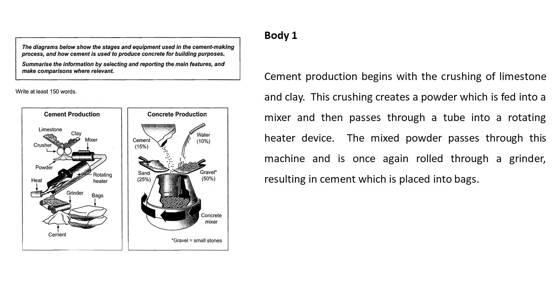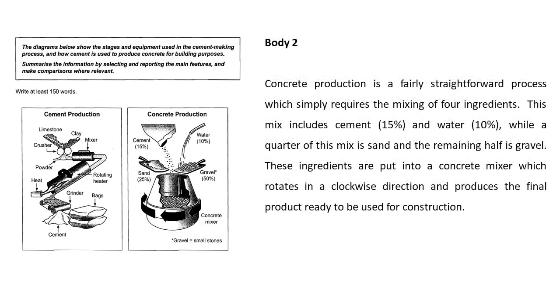Next, concrete production. What do we do? First step through to the last step. Concrete production is a fairly straightforward process which simply requires the mixing of 4 ingredients. This mix includes cement, 15%, and water, 10%.